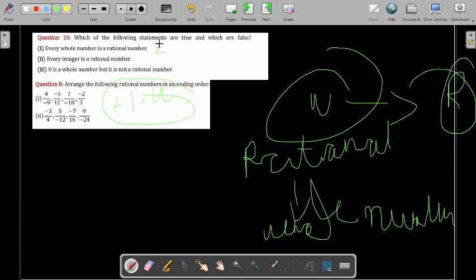Every integer is a rational number. Yes, true. Integer is a, yes, it's true. 0 is a whole number, but it is not a rational number. 0 is a whole number, it is not a rational number. It is also true. Okay, guys.